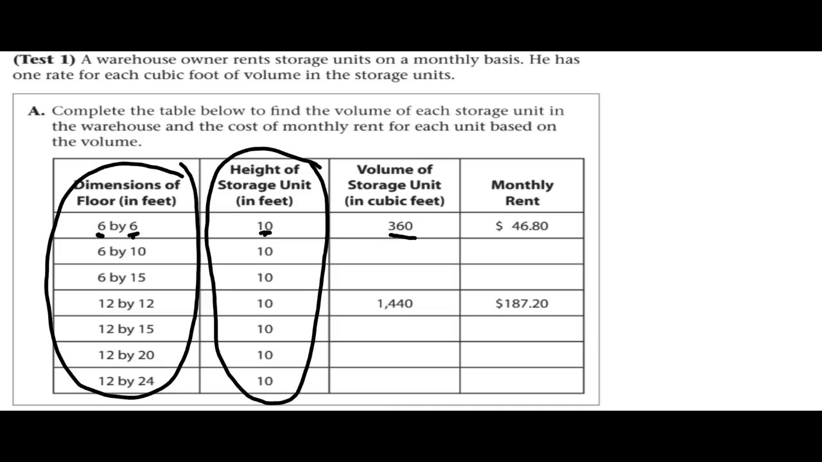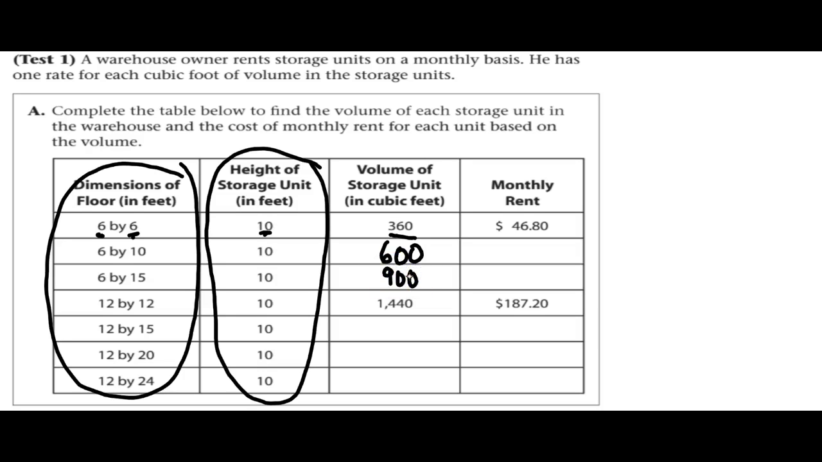So for each of these other sections in this third column, we need to do the multiplication for volume. So we need to do 6 times 10 times 10. And when we do that, our answer is 600. And then for the next one, 6 times 15 times 10. Well, 6 times 15 is 90, and then times 10 is 900.